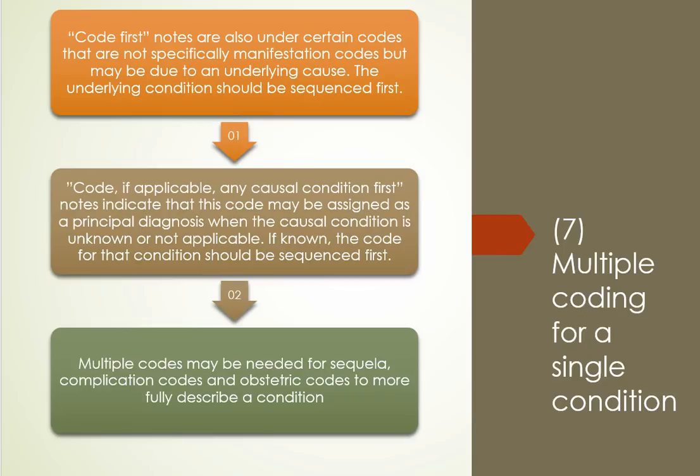In your code manual, when this situation applies, you're going to see notes such as code first. We actually saw this in our very first video, section 1AB, and if you need a review, go back and take a look at that portion. Code, if applicable, any causal condition first. This is letting you know, if applicable, something else should be coded first.